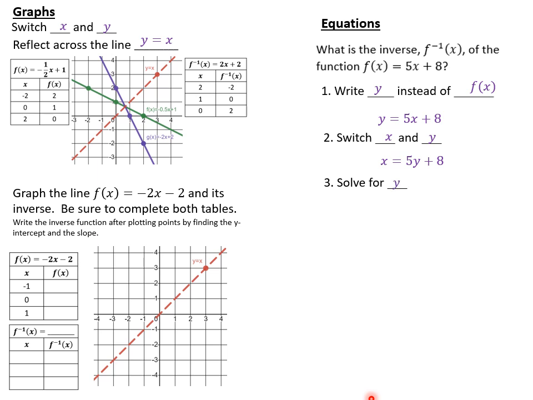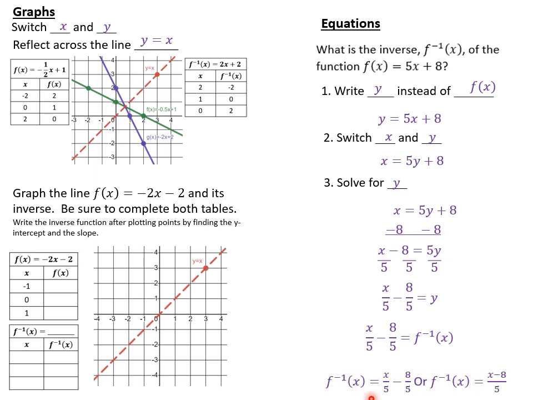So on the x equals 5y plus 8, we first have to subtract the 8 from both sides. That cancels on the right, so we have x minus 8 equals 5y. Then we divide everybody by 5. That gets us x over 5 minus 8 over 5 equals y, and we can write the inverse now. So we would write f inverse of x equals x over 5 minus 8 over 5.